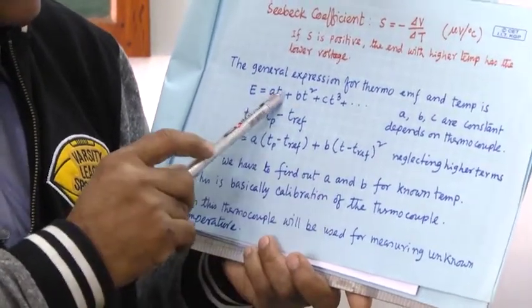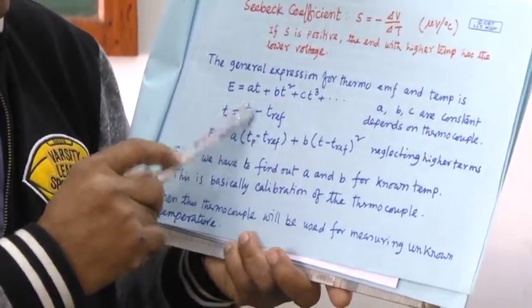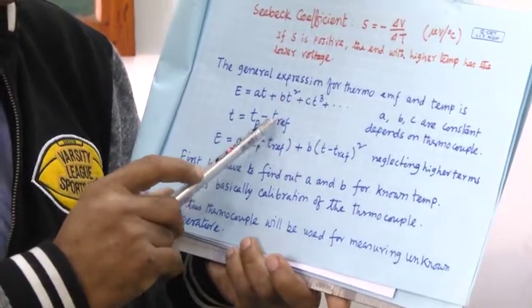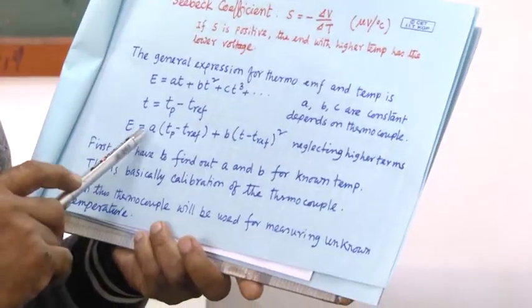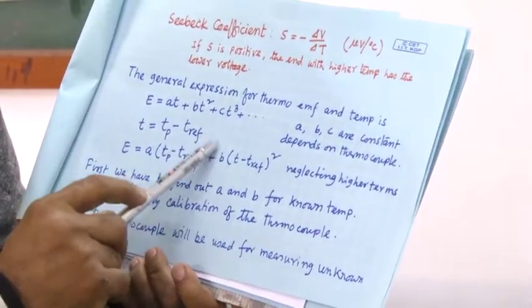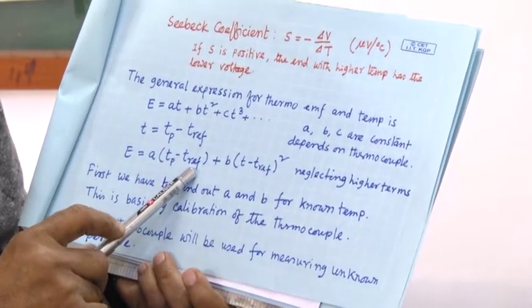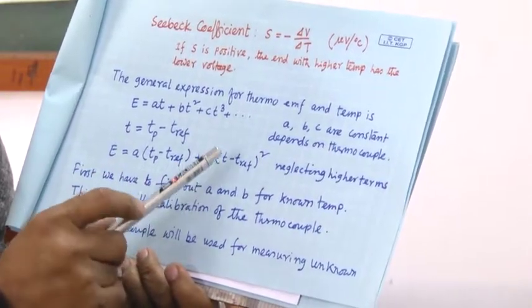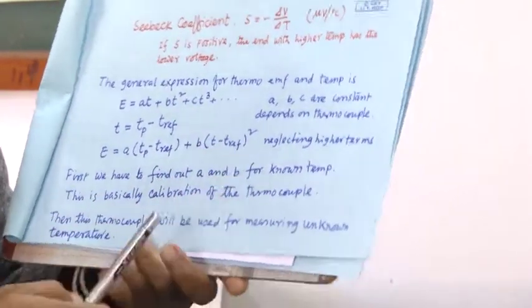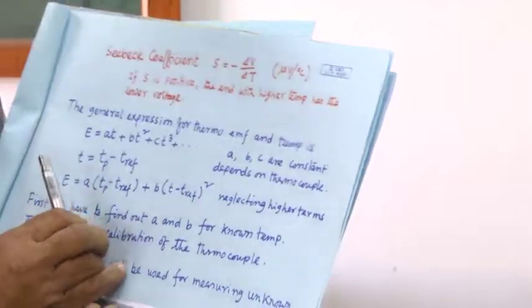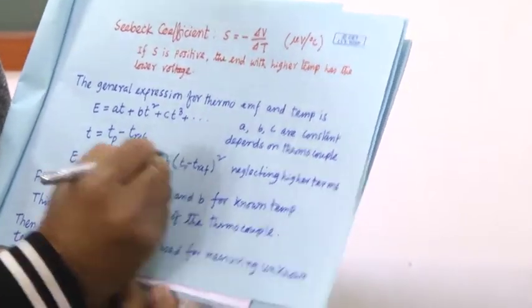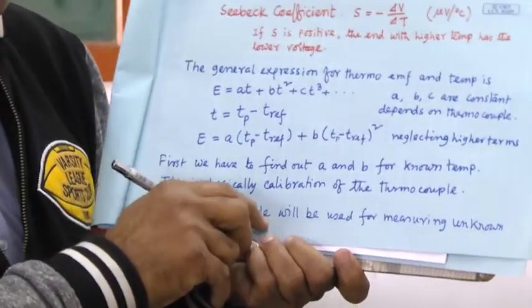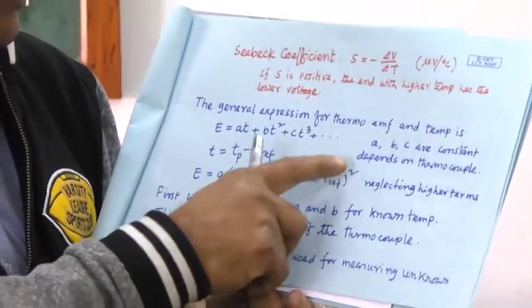Okay. So, this T is basically Tp, the temperature of that point, minus the T reference. So, this E, then I can write A of (Tp minus T reference) plus B (Tp minus T reference) squared.